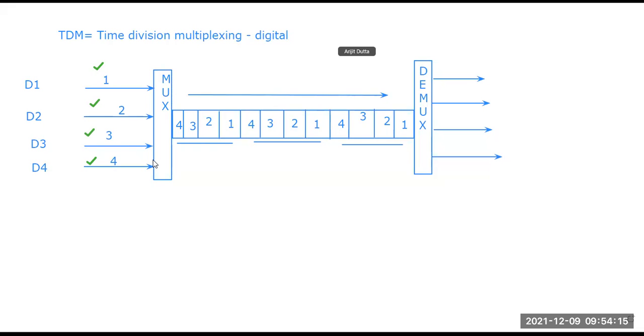Suppose D1 has been allotted some time, consider it as T1. D2 gets a time allotment, that is T2. D3 gets a time allotment, that is T3, and D4 is the same, T4. So in this scenario, considering T1, when it is passing through the channel, when it is the time slot for T1, the device D1 is sending its data.